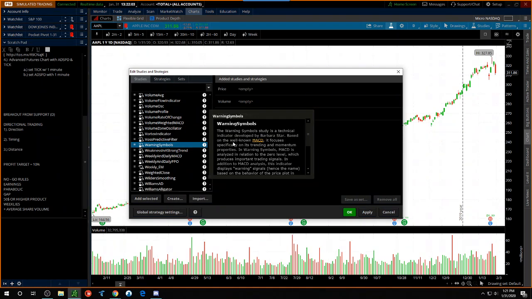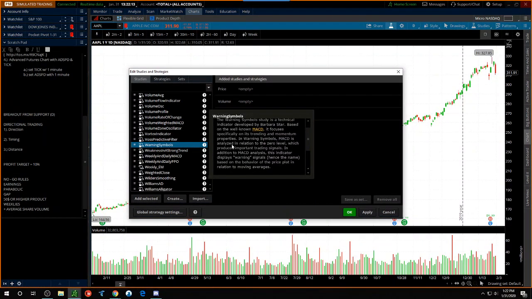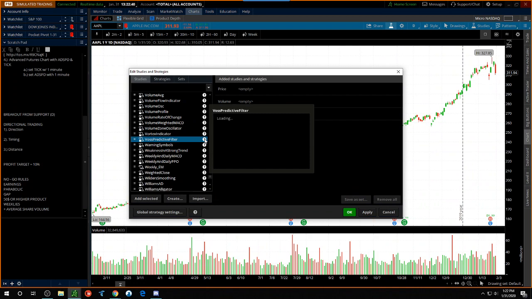Barbara Starr developed an indicator based on the MACD. It focuses specifically on trending and momentum properties. It analyzes the MACD in relation to the zero level, which produces important trading signals. In addition to MACD analysis, this indicator displays warning signals, hence the name, based on the behavior of the price plot in relation to the moving averages. No kidding. Hey, they've even got a predictive filter. Get out of here.